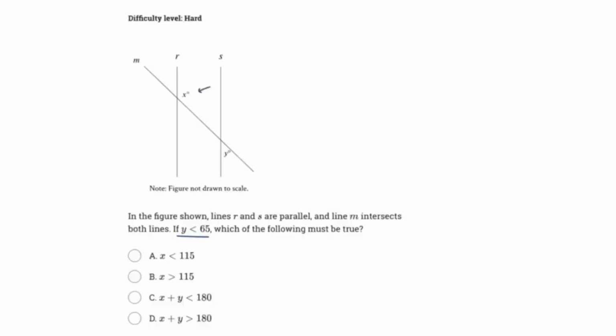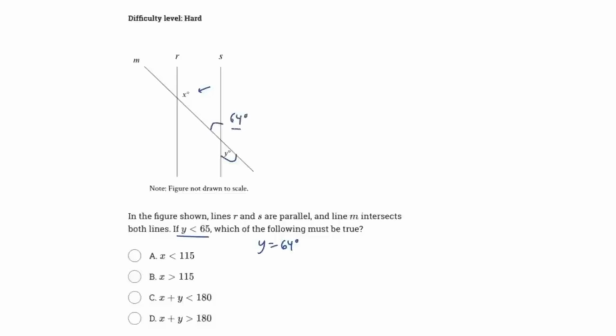And because it says Y has to be less than 65, and which of the following must be true for all values of Y, we could just plug in a random value for Y. So let's just call Y 64 degrees, right? Because that satisfies that condition. And so now we know that this Y right here is 64 degrees. And the angle opposite of that is going to be a vertical angle. So this is also going to be 64 degrees.